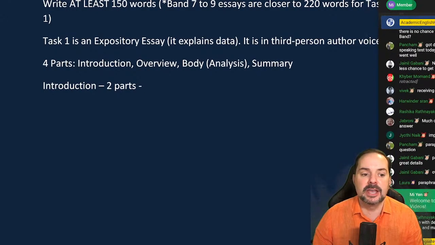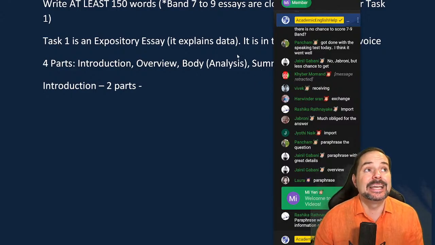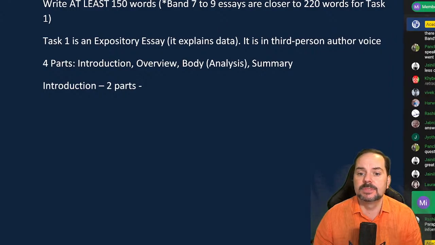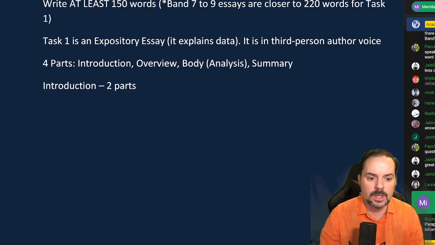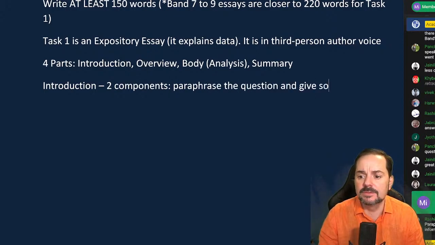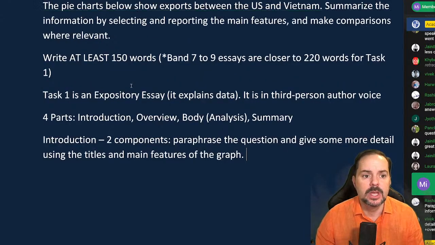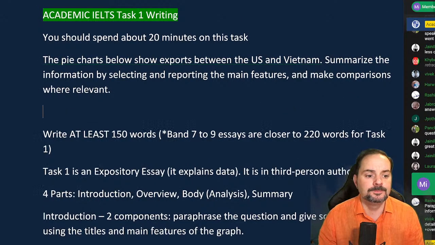So some of our members are saying for the introduction, the 2 parts that we have to include are the paraphrasing with details. That's right. So we paraphrase the question and give it some details. Okay. So to make it a little bit clearer, I'll call this components. Okay. So 2 components: paraphrase the question and give some more detail using the titles and main features of the graph, okay, in clear English. So here we have the pie charts.